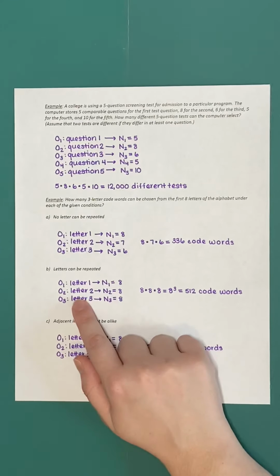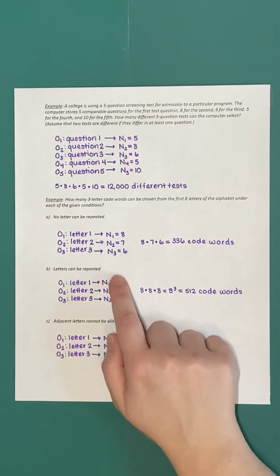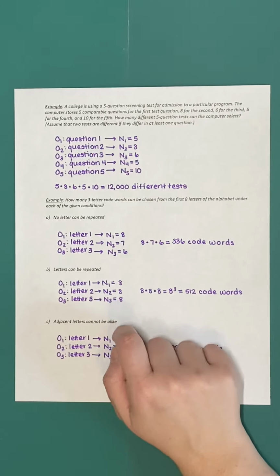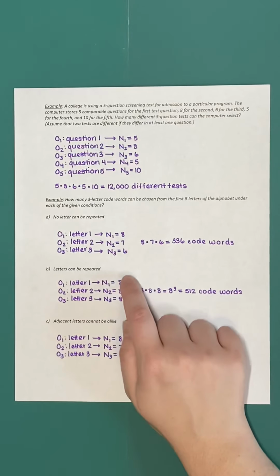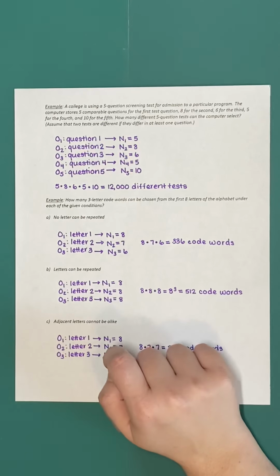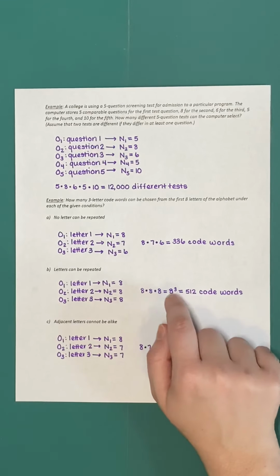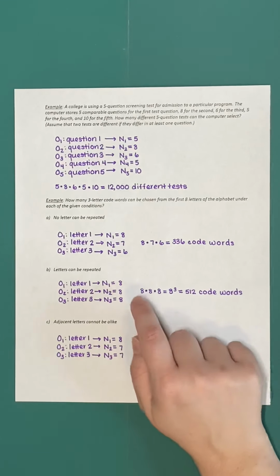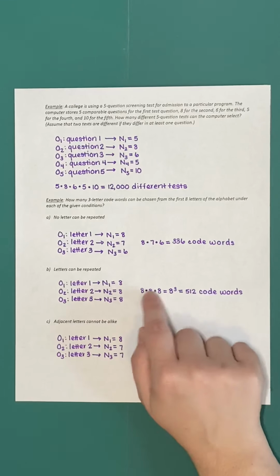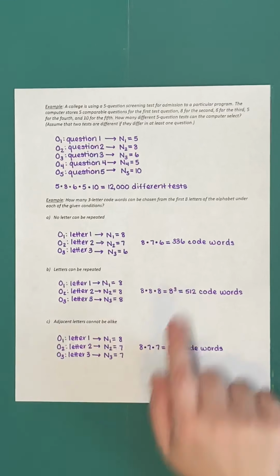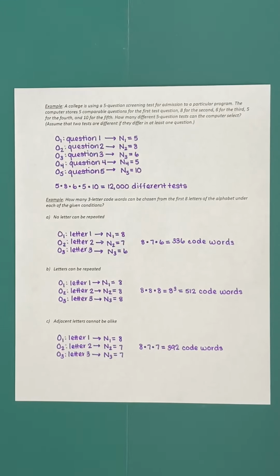And then letter 3, again, we throw it back into the pool, whatever we chose for these 2, so we still have 8 options. So in this case, the number of ways we can do each step is actually going to be the same. So 8 times 8 times 8, we can use an exponent here if we want. So 8 multiplied 3 times is going to be 8 cubed, which is going to be a total of 512 code words. Now, why did this number end up being higher?